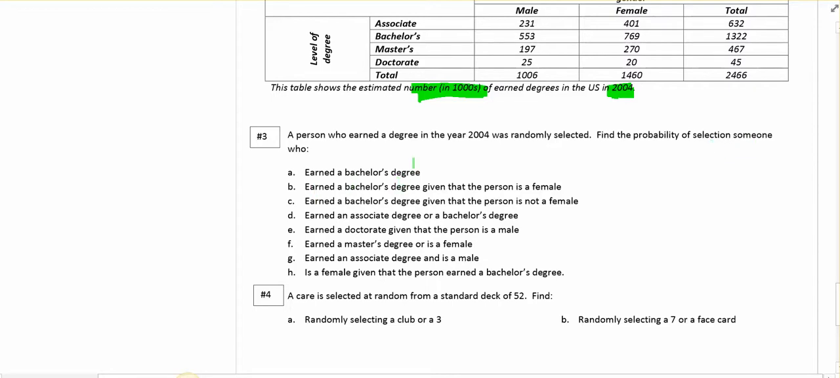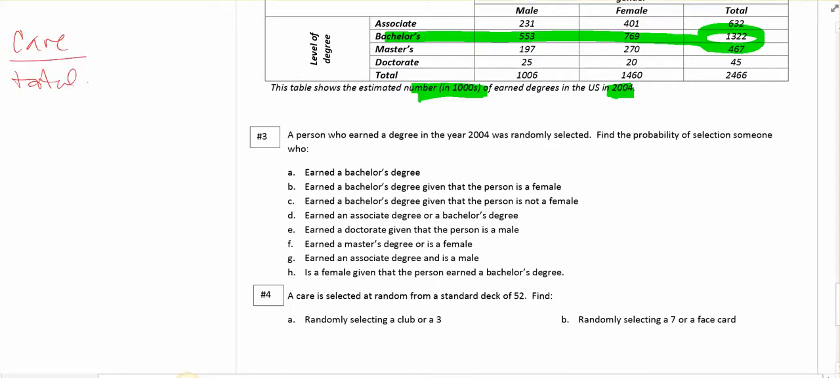So we come in and we say, okay, how many people earned a bachelor's degree? So we come over here, and the number we want is right here. And typically, your probability can be done by simply saying, what's the part I care about over the total? Not always, but. So in part A, I can take the part I care about, which is the 1322, and divide by the total number looked at. Now these are really in thousands, but the thousands would cancel out, so we're good. And you can convert this to a decimal, but I'll be honest, I don't really care. So I'm going to leave it like this because I'm lazy.